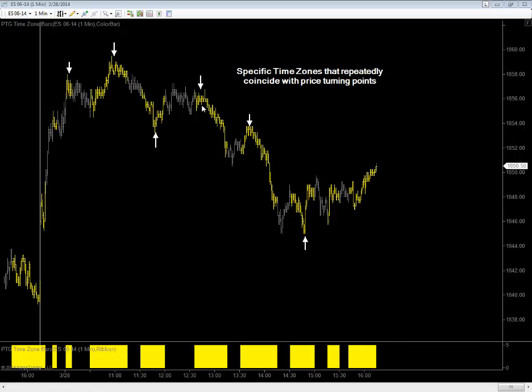So if you have not ever used time zone pivots, you want to make it at least a core part of your trading.